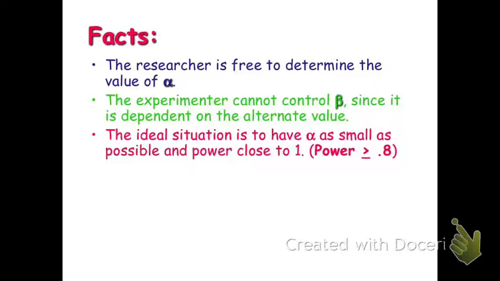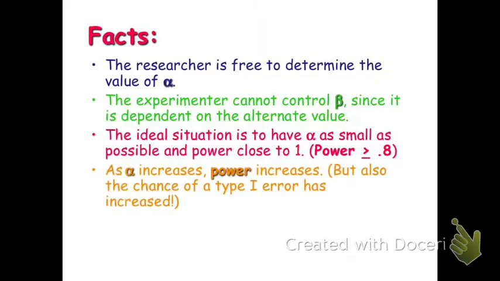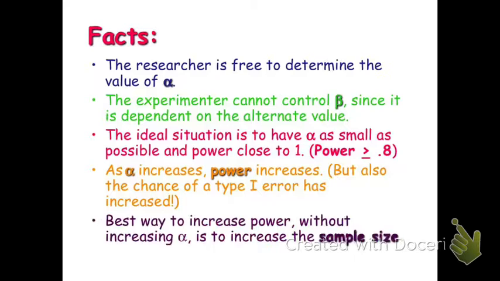The ideal situation is to have alpha as small as possible and a power as close to 1. You want your power to be greater than or equal to 80%. The best way to increase power without increasing your alpha is to increase the sample size. So the higher your sample size, the more ideal it will be, where you'll have a small alpha and hopefully a small beta and a large power.